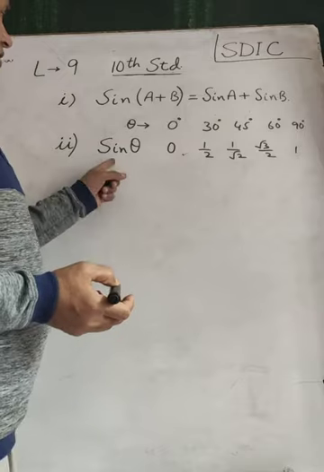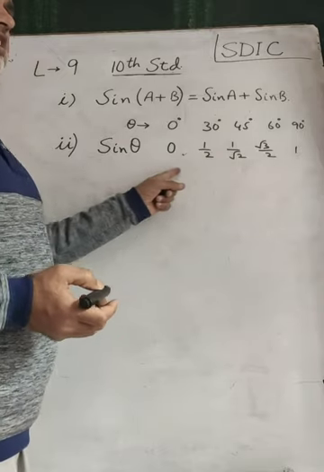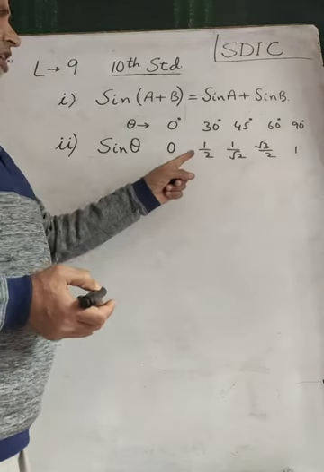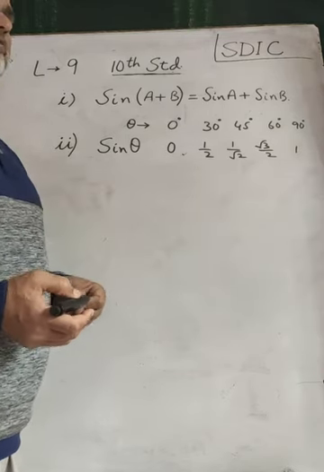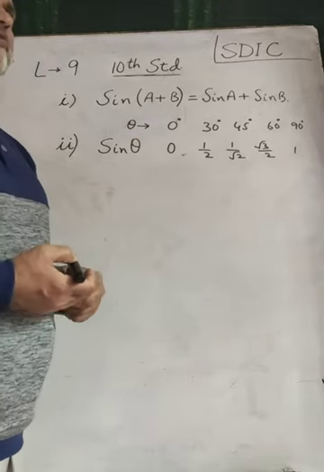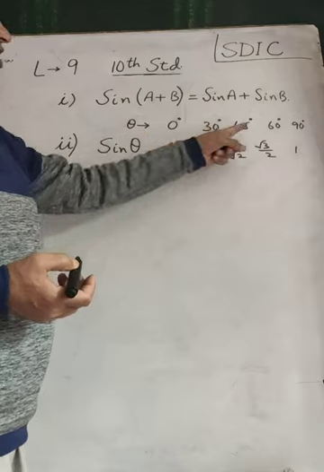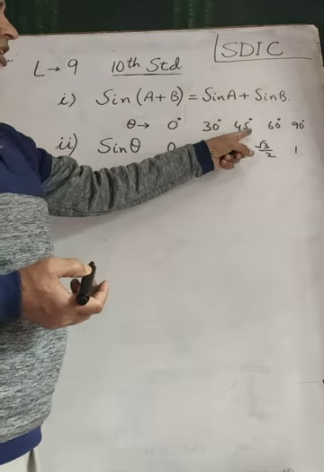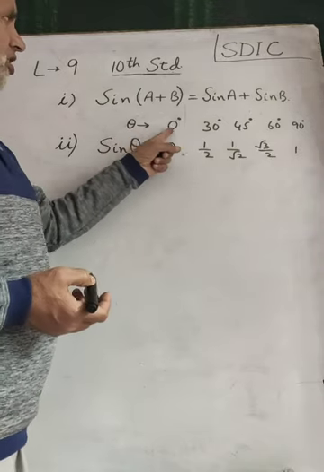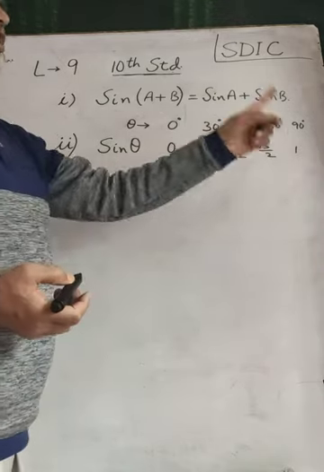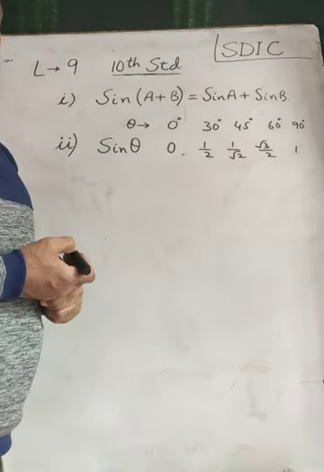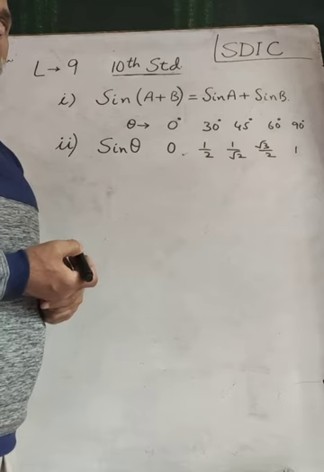Statement says the value of sine theta increases. These values which are given in front of sine, statement says these are in increasing order. As theta increases, sine also increases. We find theta is in increasing order, 0, then 30, 45, 60, 90. Statement says with the increase in the value of theta, sine theta also will increase. Means these values of sine also will be in increasing order. You have to say whether it is true or false.